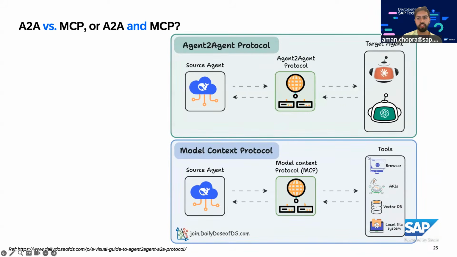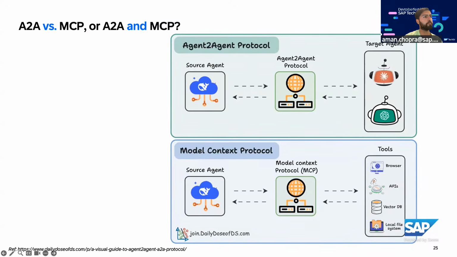To answer this, I want to first reiterate that MCP, as we've discussed, enables agents to interact with tools, right? And these tools can be a browser, a third-party API, a local file system, or a database like we used, right? A2A, on the other hand, as I've probably said a few times now, is going to allow agents to interact with other agents. So the difference is MCP is agent-to-tool interaction, while A2A is agent-to-agent interaction. And that's what we see in this diagram as well.